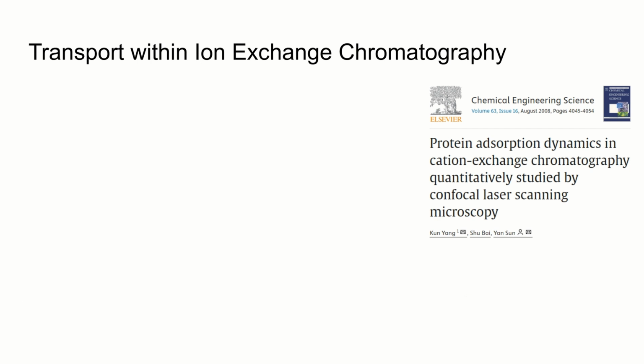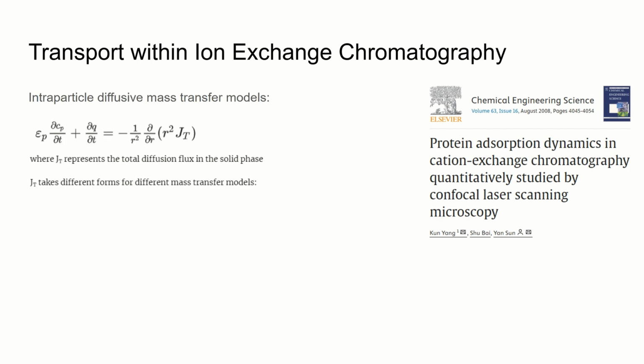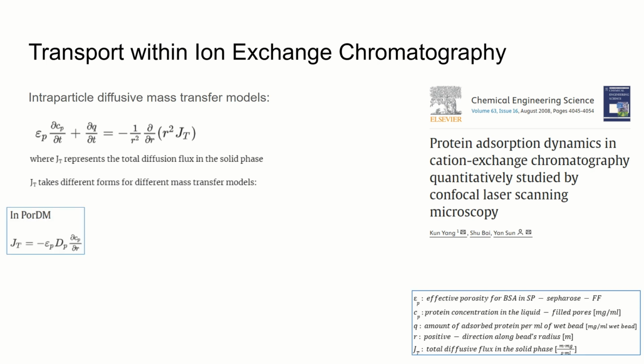Intraparticle diffusive mass transfer was then modeled using this equation. The diffusive flux was then calculated for 3 different mass transfer models. The POR-DM model, or porous diffusion model, assumes primary resistance to mass transfer is diffusion through pores, while the SDM model, or surface diffusion model, assumes negligible pore resistance. The MDM, or combined model, combines both pore diffusion and surface diffusion. The corresponding Ds here are the diffusivities for each of the models.